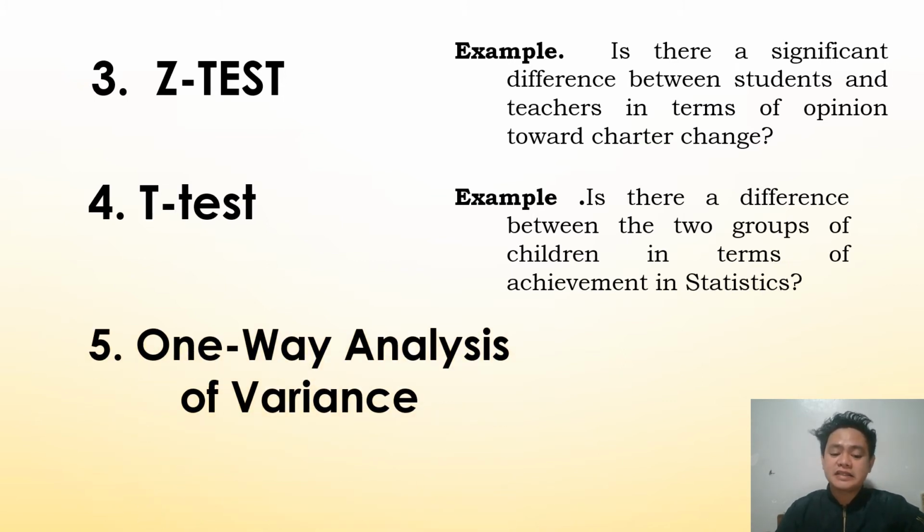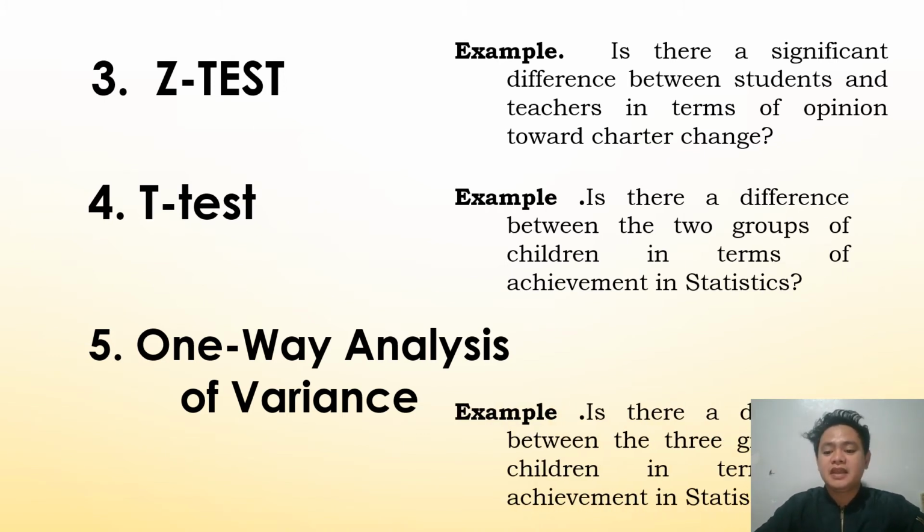Another common statistical tool is one-way analysis of variance. So if t-test and z-test can be used for two groups, in one-way analysis of variance, you have to use this if we have three groups of data. Okay, let me give you an example. Is there a significant difference between the three groups of children in terms of achievement in statistics?